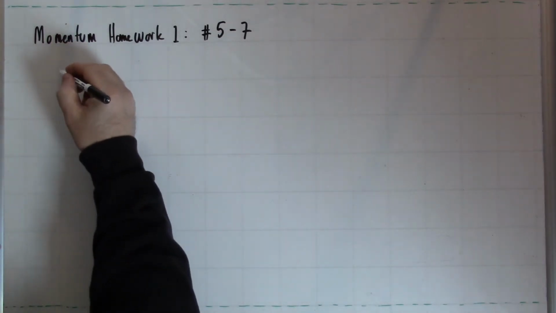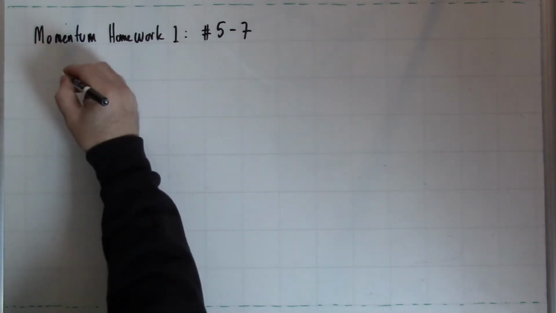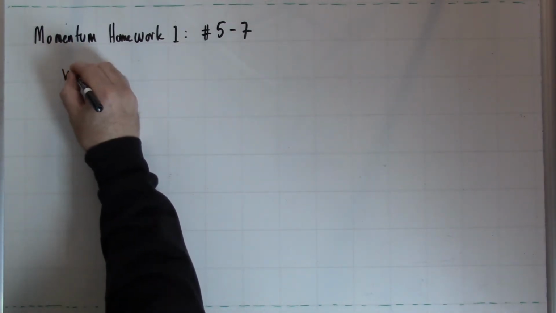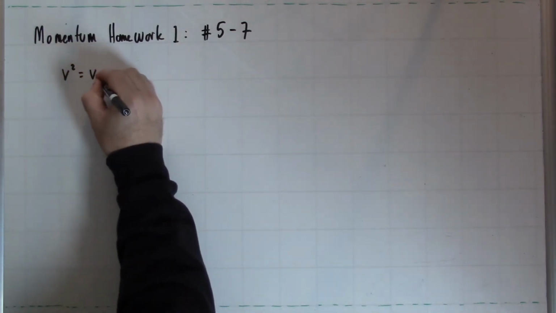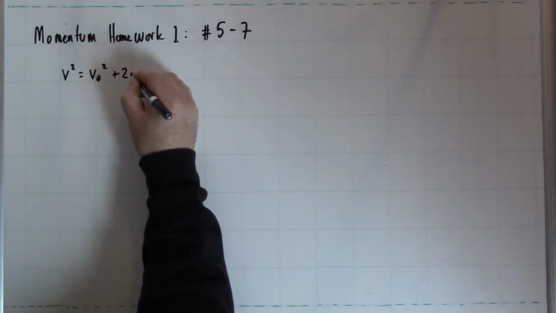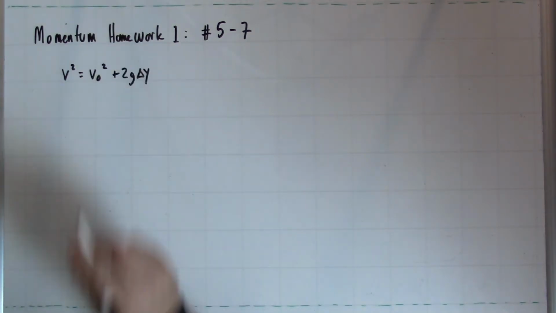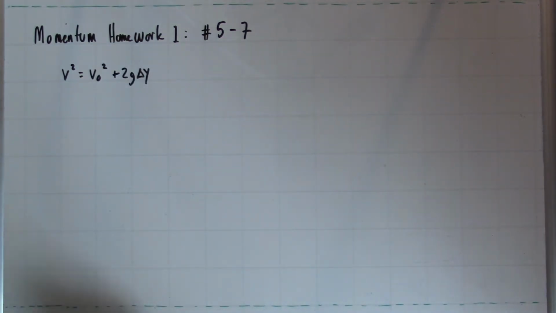So this is actually a problem that we could do in a bunch of different ways. The easiest way is to import an equation that we used earlier in the school year. You could do this with energy, or you could do it with the kinematic equations. Either way, you end up with this idea that the final velocity squared is equal to the initial velocity squared plus 2 times the acceleration due to gravity times, in this case, the delta y, which is her vertical displacement.